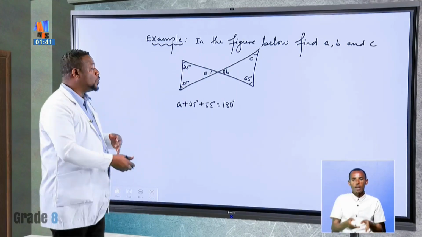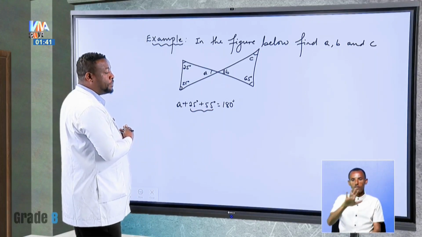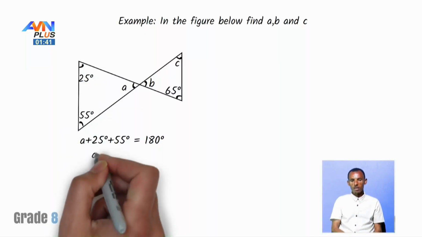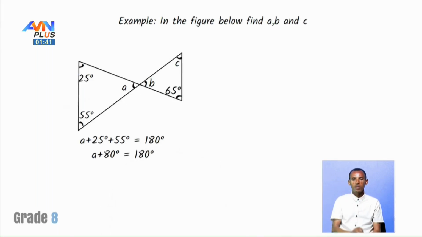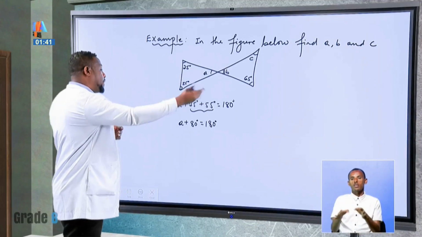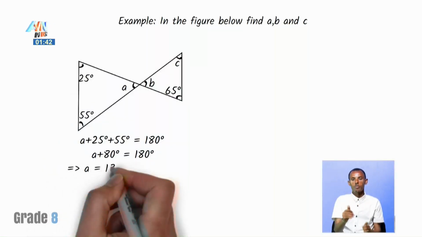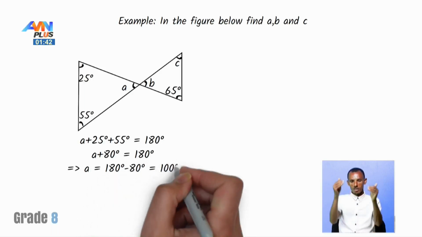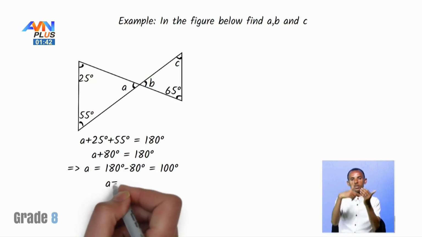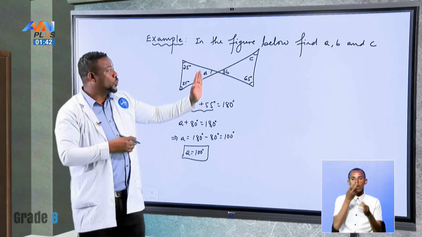So let's see what A looks like. 25 plus 55 is 80, right? So A plus 80 is equal to 180 degrees. Now, moving 80 to the right side, the value of A becomes 180 degrees minus 80 degrees, and this difference is 100. Therefore, the value of A in this figure is 100 degrees. Now, we can go to the next part.